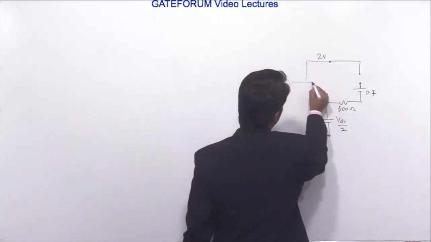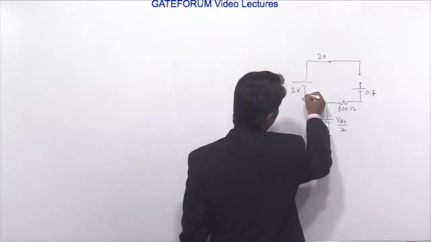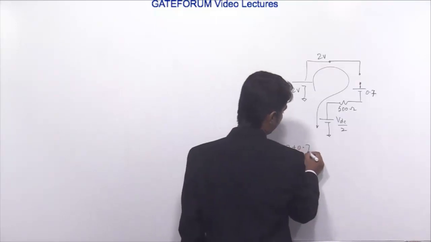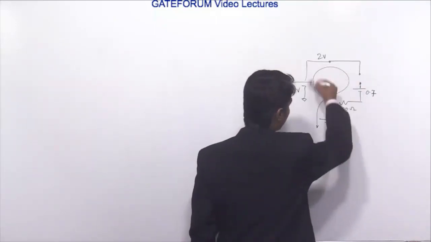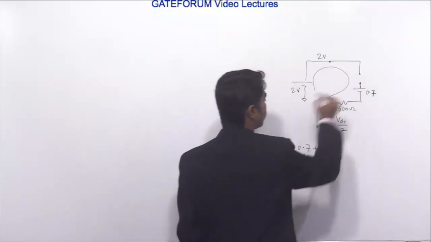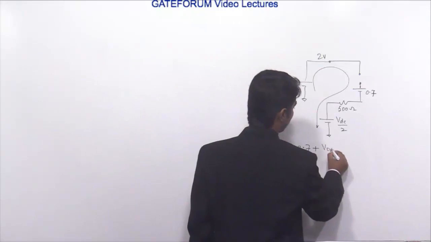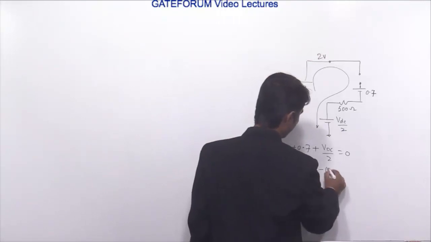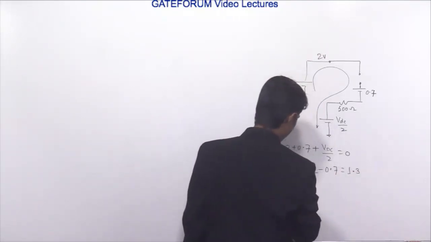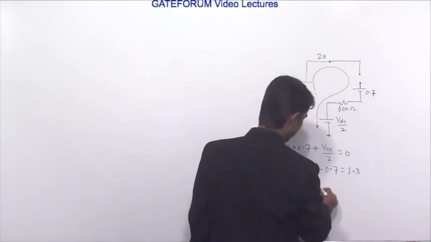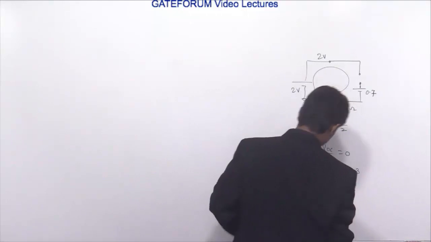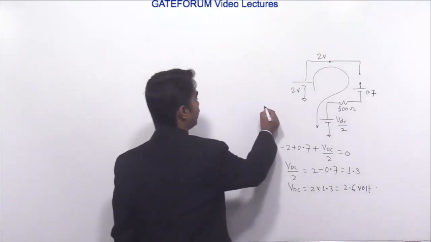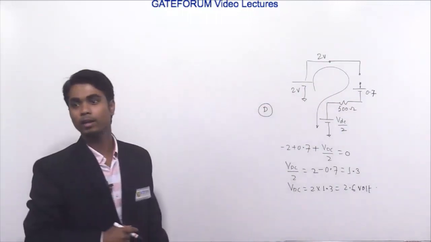Now what does 2 volt mean? At this point to ground there will be 2 volt. Now apply KVL in this loop. It will be -2 plus 0.7 plus, since this is open circuit, the current flowing through the 500 ohm is 0, then plus VDC by 2 equals 0. Therefore VDC by 2 equals 2 minus 0.7, which is 1.3, and VDC will be 2 into 1.3, which is 2.6 volt. Therefore option D is the right answer.